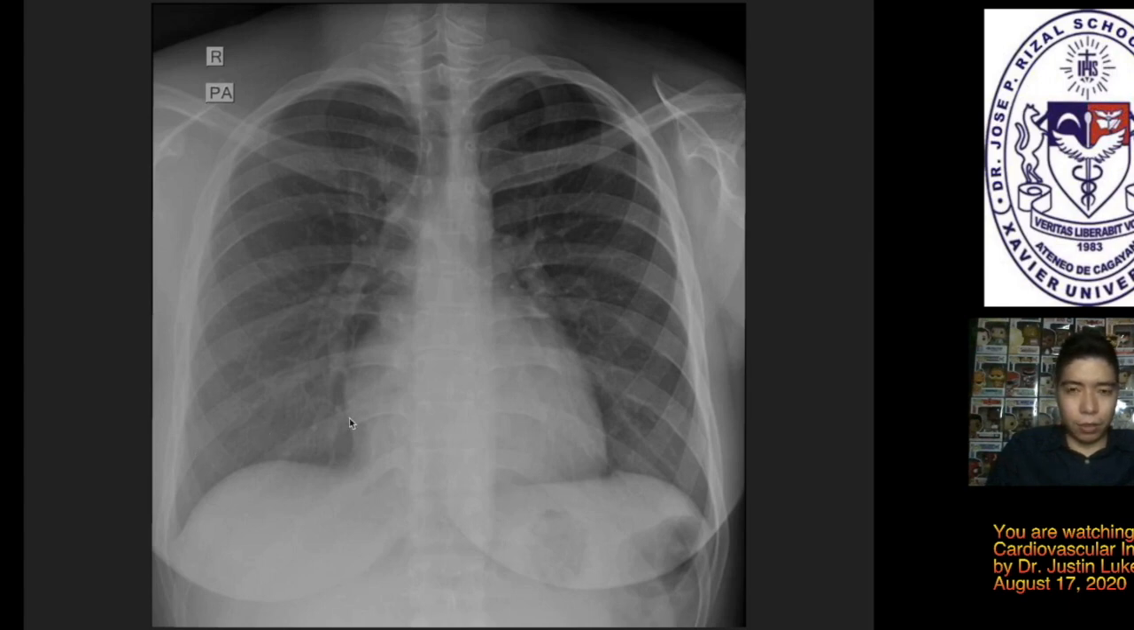So our heart contour or cardiac contour is also normal. We measure the cardiothoracic ratio, which is the width of the heart over the width of the chest at the level of the CP angles. So the value should be 0.5 or less.